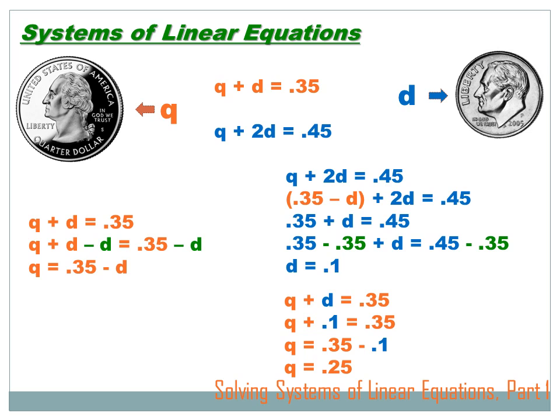He needs to get rid of that plus 0.1, so he subtracts 0.1 from both sides of the equation, and he's got q equals 0.35 minus 0.1. And 0.35 minus 0.1 is 0.25. And q, a quarter, equals $0.25.